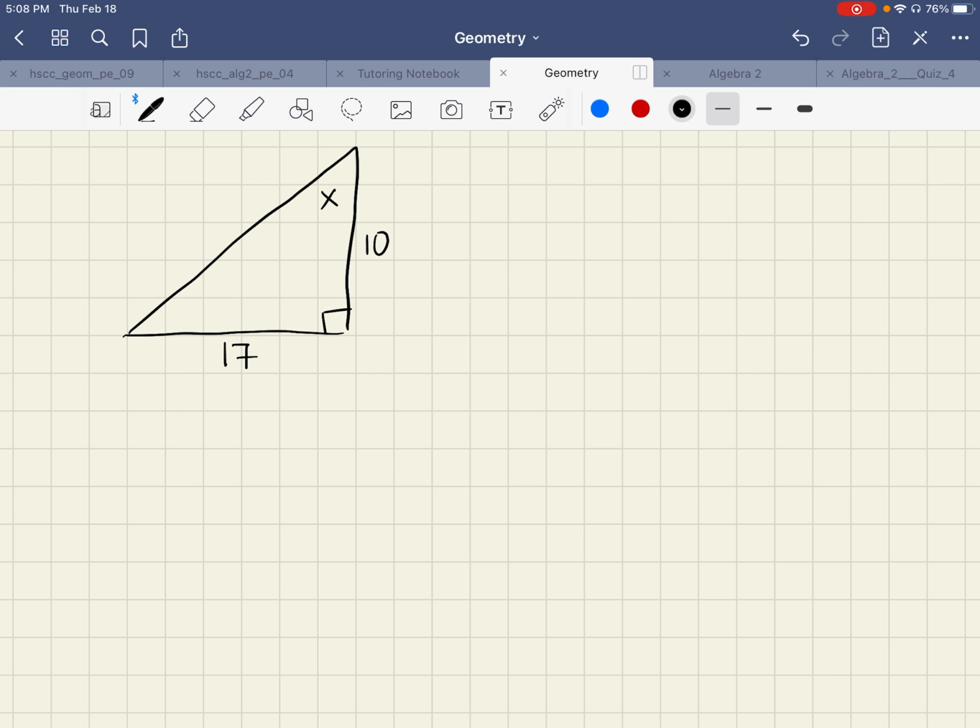So this problem right here, what you're being asked to do is find out what x is. So this is introducing two new topics. Let me explain why. When you look at this, you'll notice that you have this side here, which we would call the adjacent leg, and then you have the opposite leg over here.